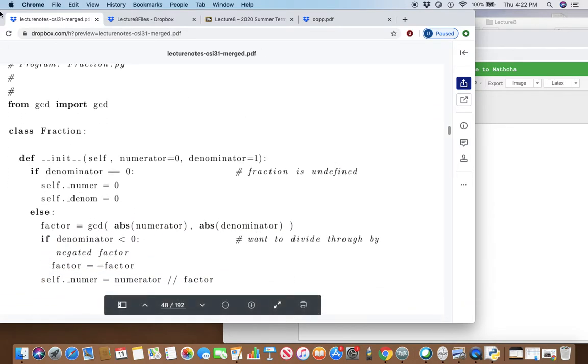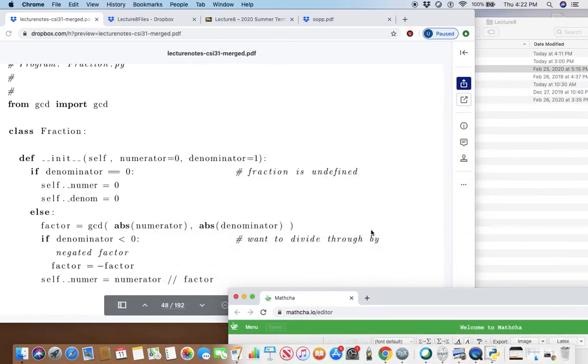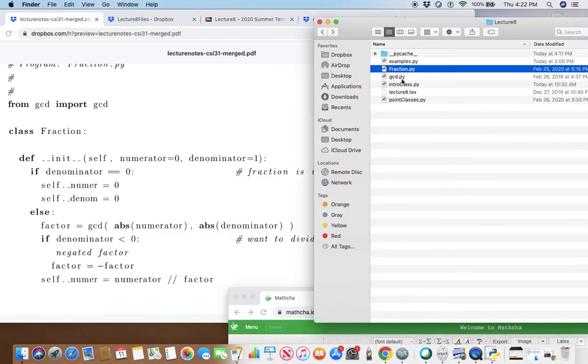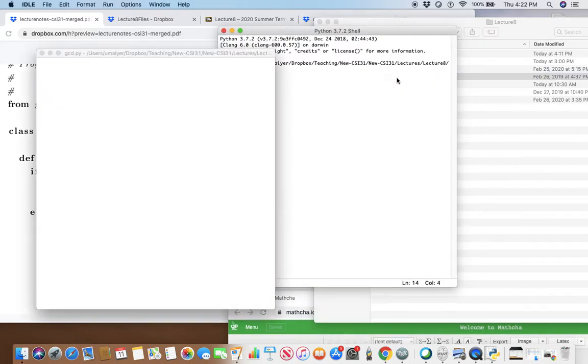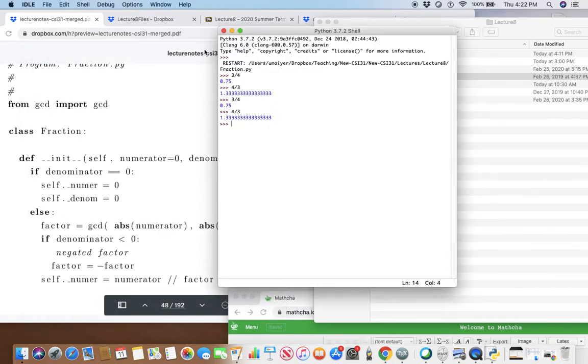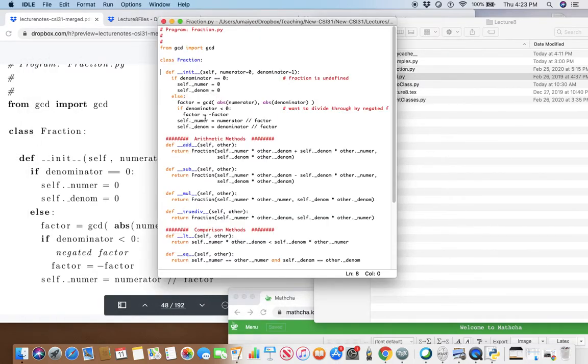So we will need to import GCD from the file GCD. Make sure when you play with this, you have the GCD file in the same folder as the fraction file. That way when you compile it, the compiler will look for gcd.py in the same folder that you are working with and be able to find the function GCD. So: from GCD import GCD.